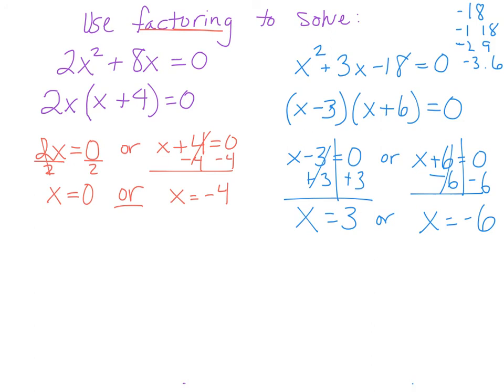I'm going to leave one more for you to look at, and we'll talk about it tomorrow. If you have questions, if you're feeling really good about it, give it a try. So here's the last one. x squared minus 12x plus 20 equals 0. So try to factor that to solve it.